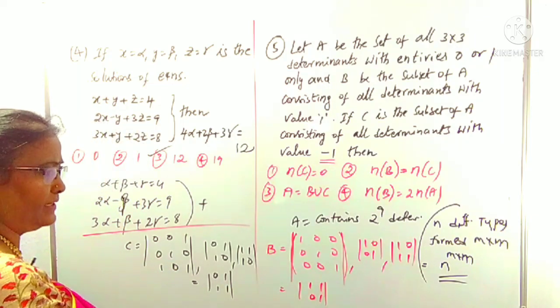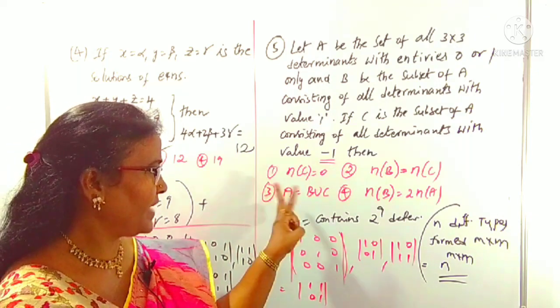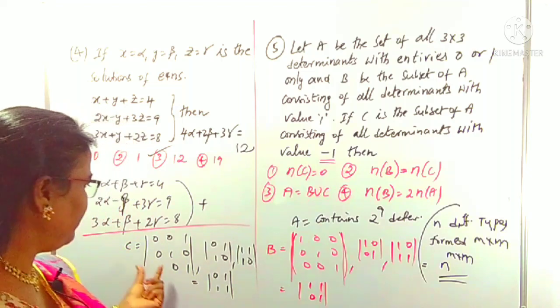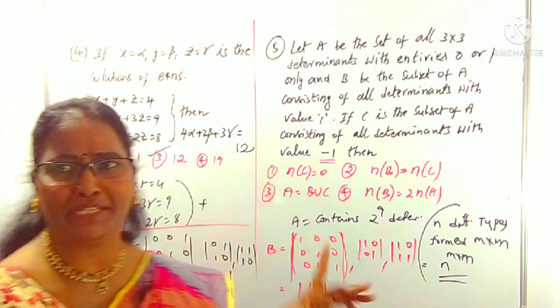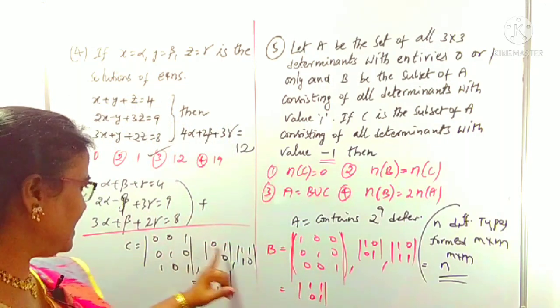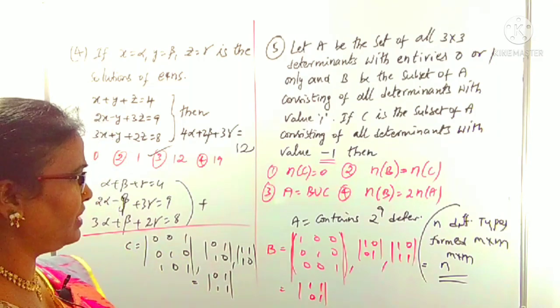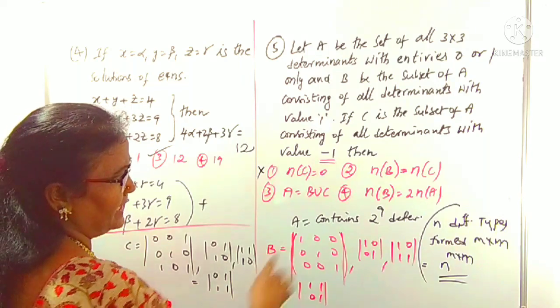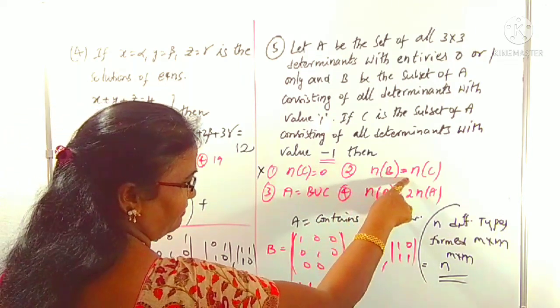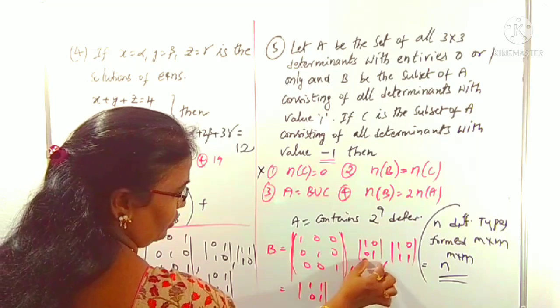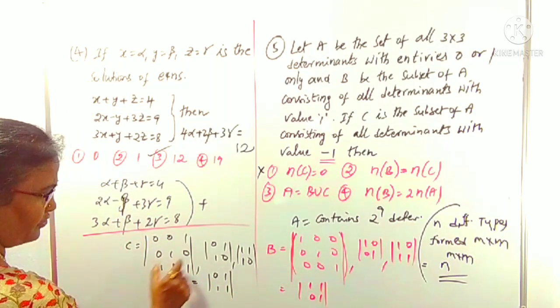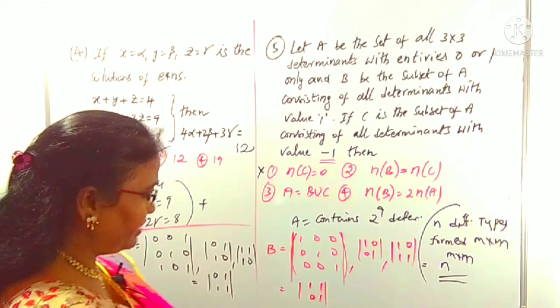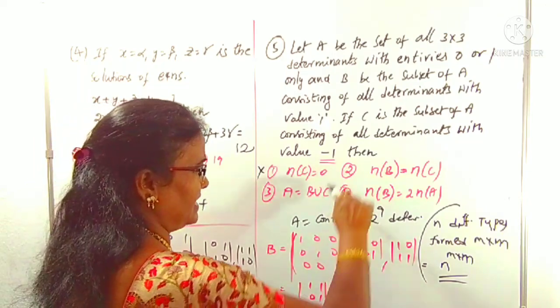Now we can concentrate on the given options. N of C is 0. N of C means the number of elements in C. Number of elements in C are 4, not 0. That's why it's not the first option. Now what is the next one? Number of elements in B is equal to number of elements in C. Yes, here 1, 2, 3, 4 elements are there. Here also 4 elements are there. Therefore, number of elements in B is the same as number of elements in C.